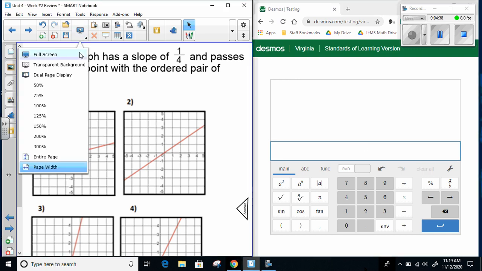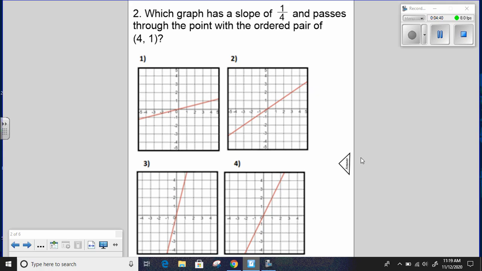Number 2 says, which graph has a slope of 1/4 and passes through the point with the ordered pair of 4, 1? So the question gave us two pieces of information to help us solve. The first thing they did was tell us that the ordered pair here is 4, 1. Remember, your ordered pairs are always written with the x-coordinate first and the y-coordinate second.